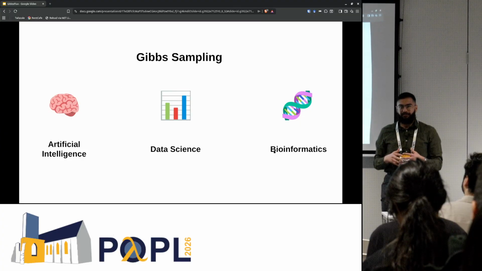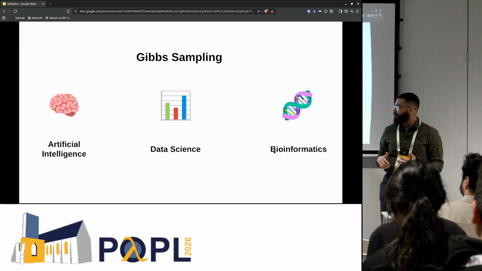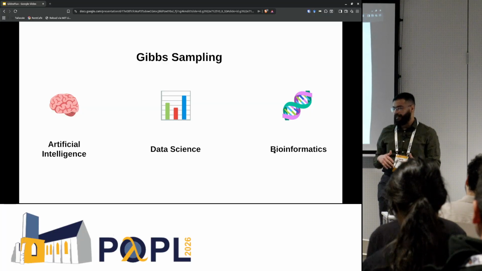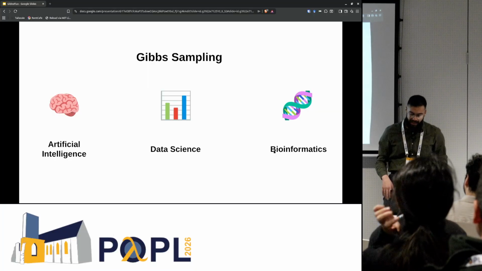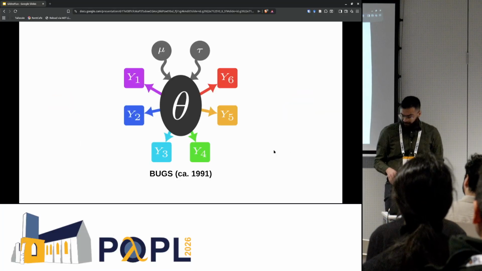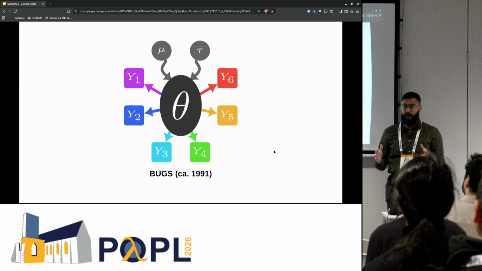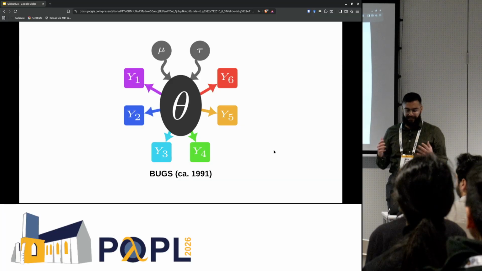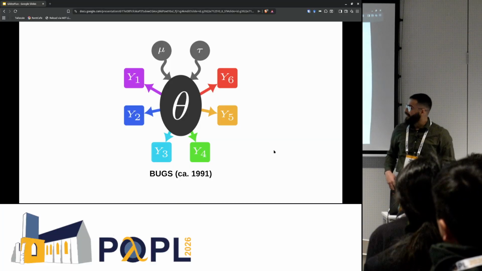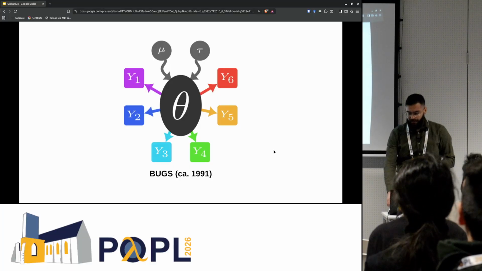Gibbs sampling is a fundamental algorithm in probabilistic inference. It's an approximate sampling algorithm, and it has many applications in artificial intelligence, data science, bioinformatics, and many more fields. In fact, to the best of my knowledge, the first ever probabilistic programming language, BUGS, was introduced more than 30 years ago to do this, Gibbs sampling. And it's still somewhat maintained. And the latest version, I think, came out in 2020.